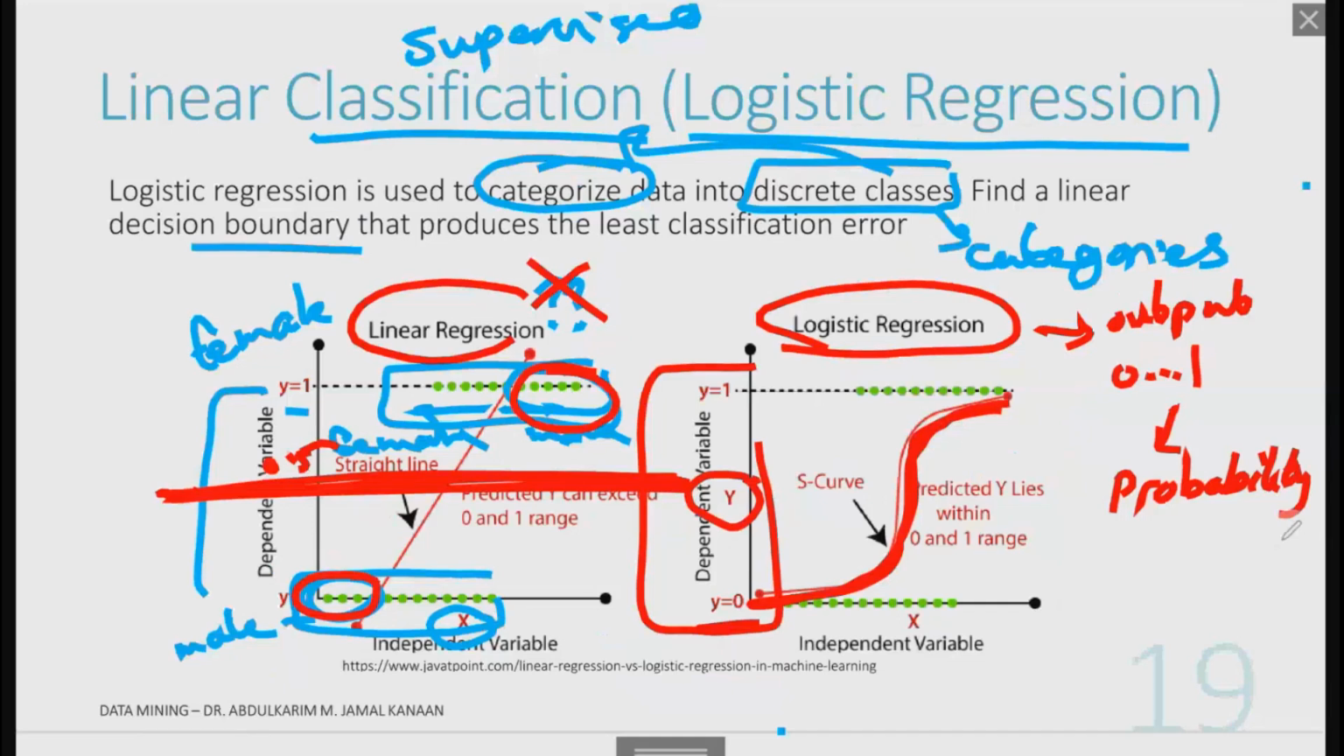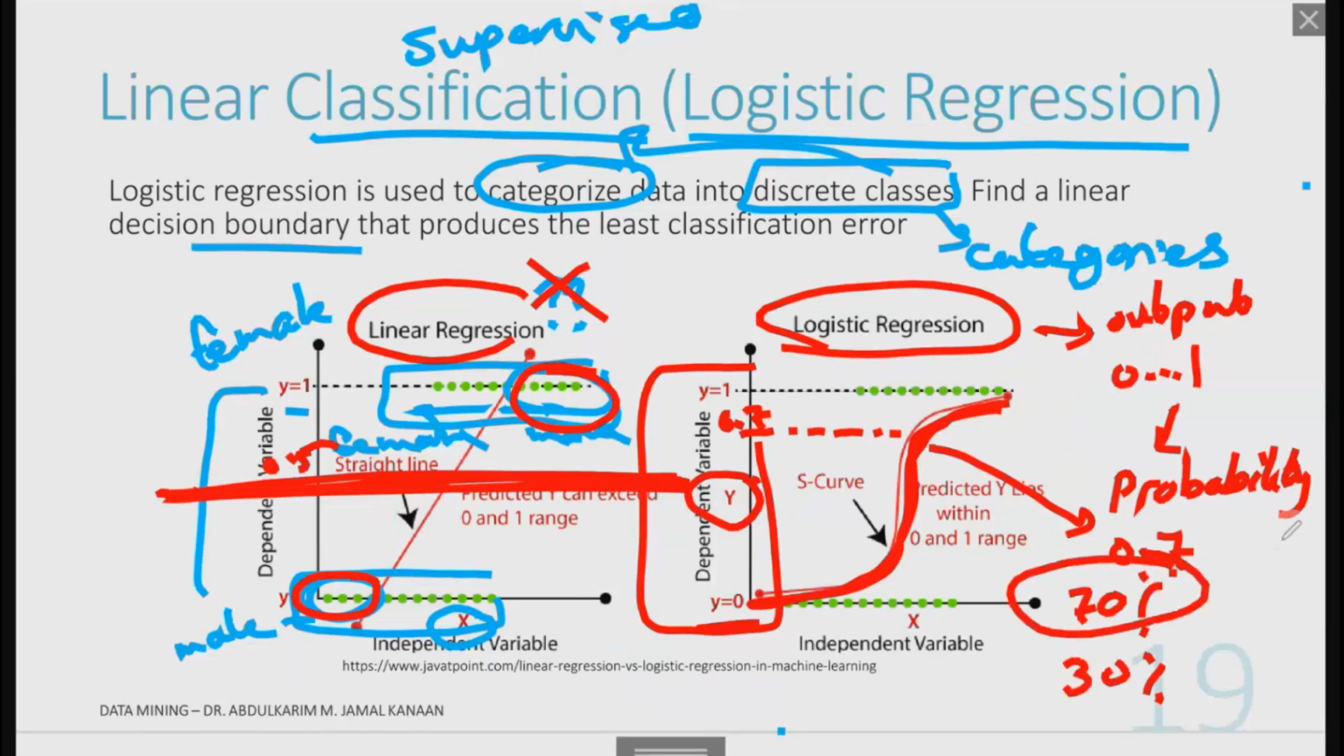Because if I calculate here Y hat, and I got the value 0.7, can I say this person is female or male? Cannot tell, because this is a probability, 0.7. So 0.7, if I got this case, meaning the person is female by 70%, right? The person is female by 70%. That means what is the chance of the person being male? Only 30%. So if we are looking for the greater value, then we can conclude this is a female case.